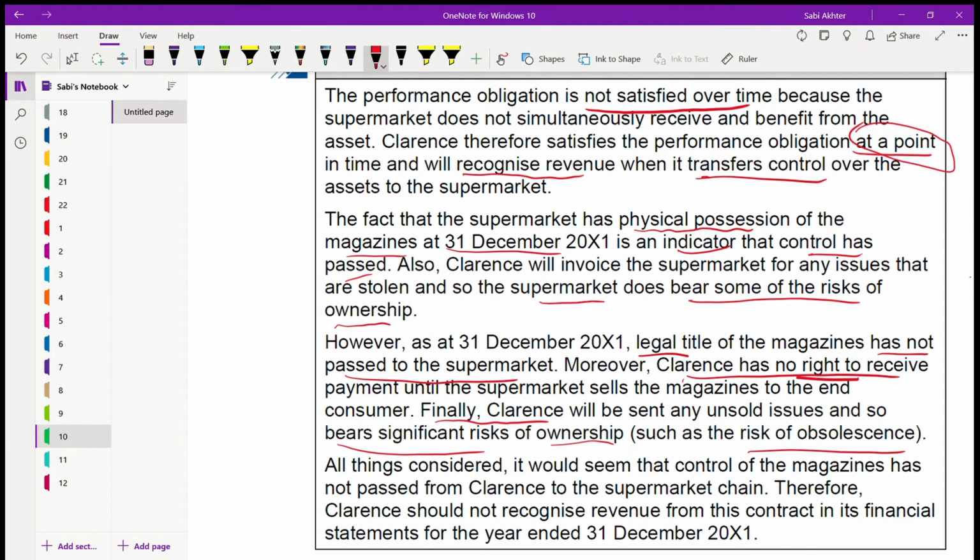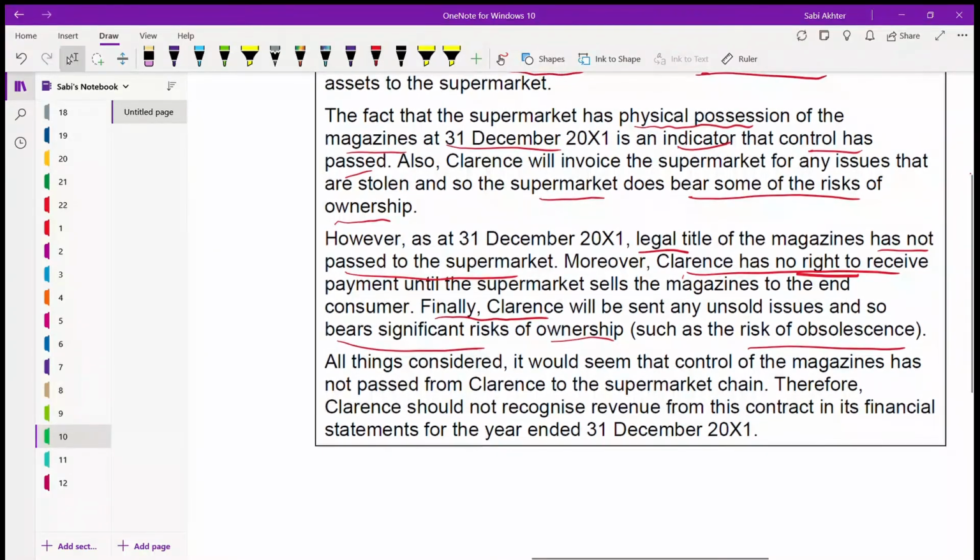What happens? All things considered, it would seem that control of the magazine has not passed. Because remember, there were 5 factors to show that control has passed. All 5 have to be there. If one of them is not there, then the control is not passed to the customer.